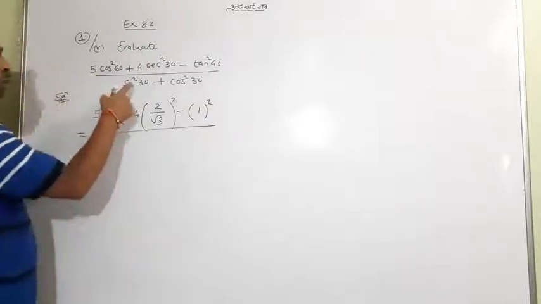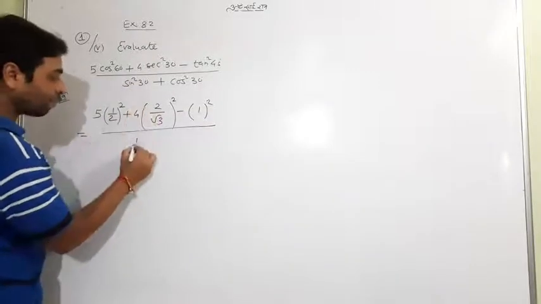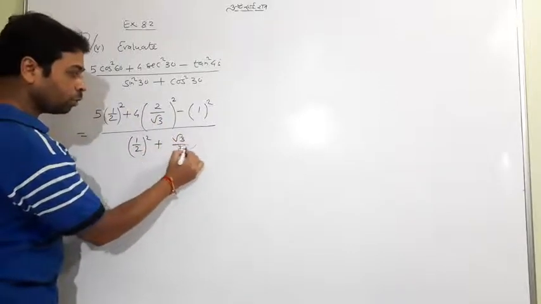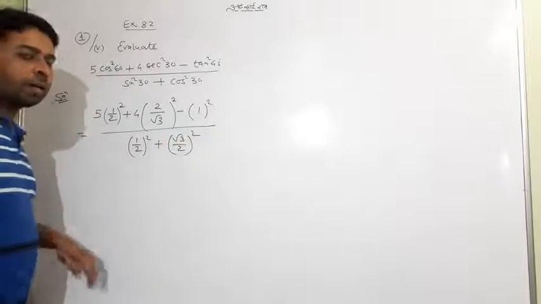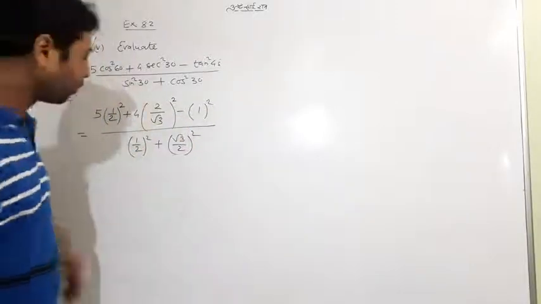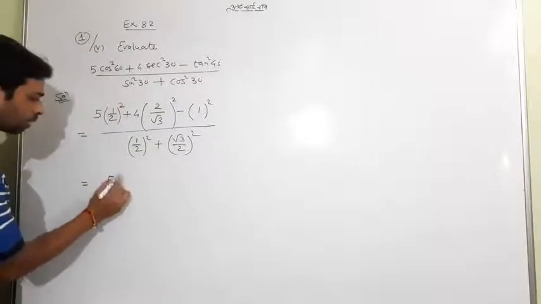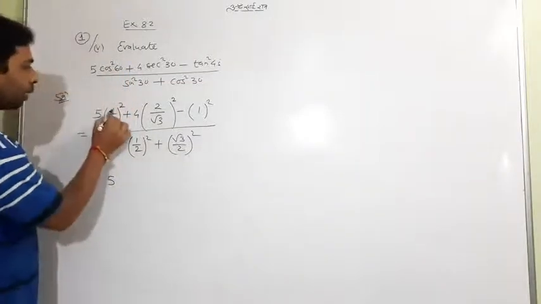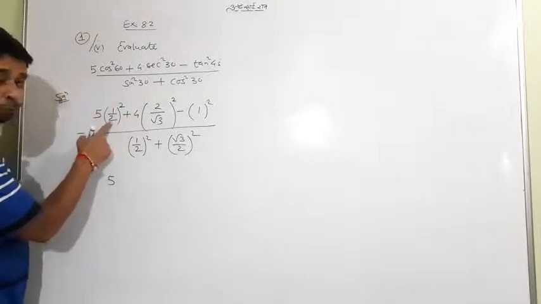Now what about the denominator side? Sin 30 is half, squared. Cos 30 is root 3 by 2, squared. This is all about knowing the values. If you remember that, you can do it easily. Now furthermore, use simple arithmetic here. 1 by 2 square is 1 by 4.